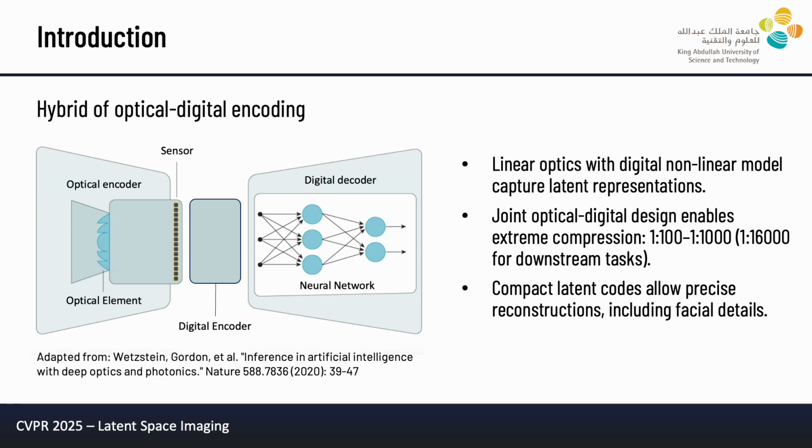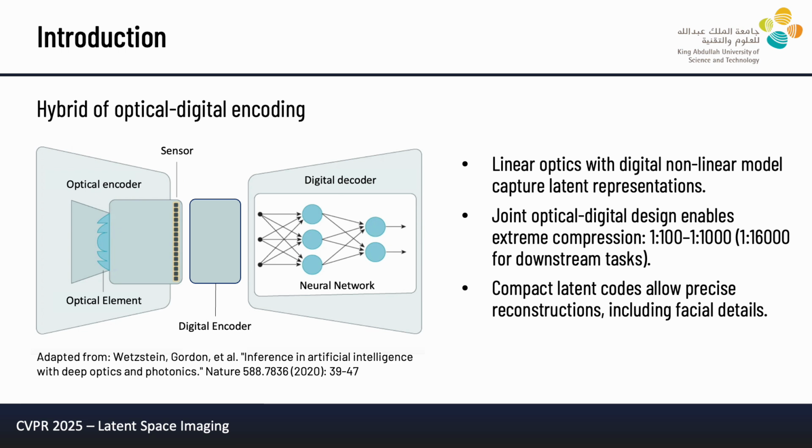In this work, we extend the concept of latent space to cameras and artificial vision systems. We propose leveraging the recent trend of co-designing optical elements alongside reconstruction neural networks to directly encode information into the latent space. However, since implementing nonlinear operations optically is impractical, we incorporate an additional digital encoder.